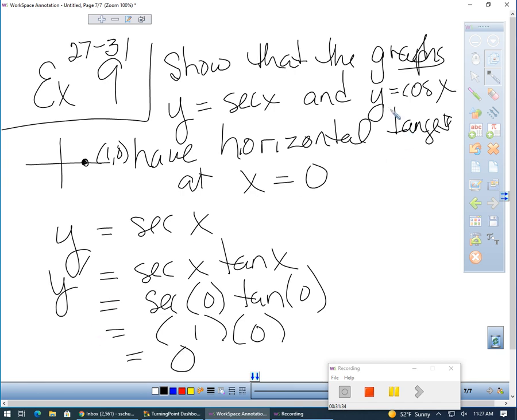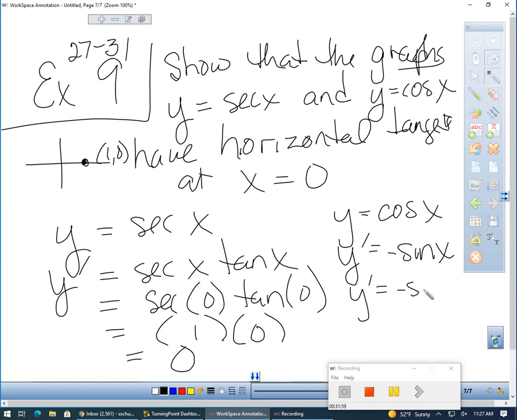We're going to do the same thing with cosine x. So if y equals cosine x, the derivative of cosine x is negative sine x. And so now we want to plug 0 in for x. So y prime equals negative sine of 0. It's still the spot right here. So what is sine? It's 0. So we get negative 0 or 0. Remember, sine is your y value. Not so bad, right?